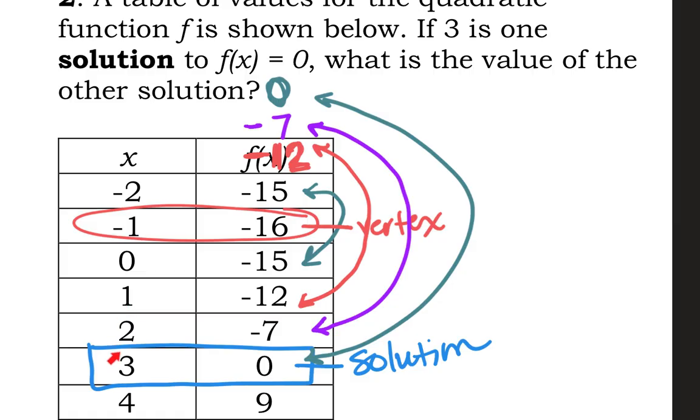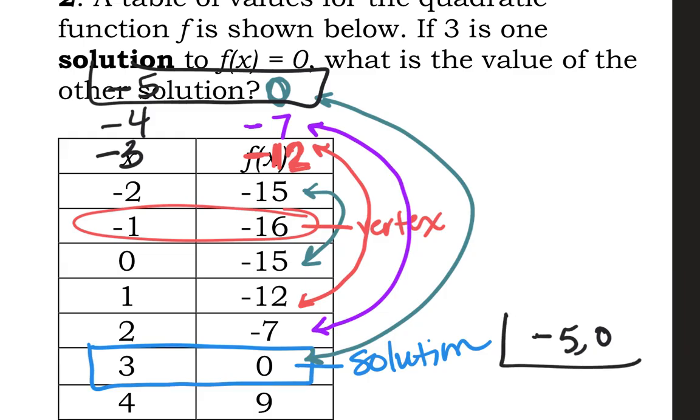Now, the left side's even easier because it goes in order. 0, 1, 2, 3, 4. So -1, -2, -3, -4, -5. This is your other solution. So our answer is, our other solution is -5, 0. This is our other solution.